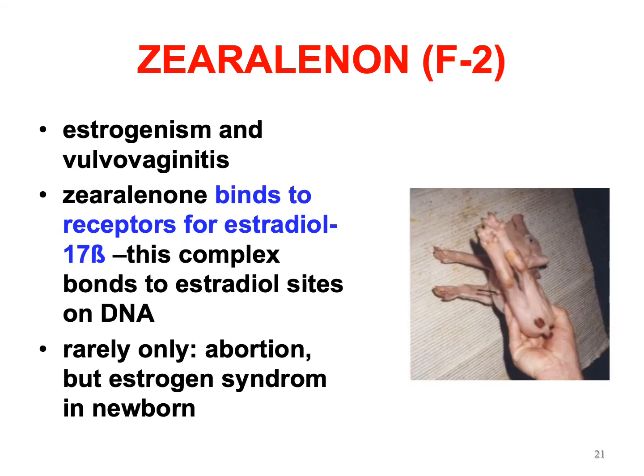The F2 toxin, or zearalenone, will cause the so-called estrogenism and vulvovaginitis, mostly in pigs. The mode of action of zearalenone is that it may bind to receptors for estradiol 17 beta, and this complex after that will bind to estradiol sites on DNA, preventing the real estradiol 17 beta action.